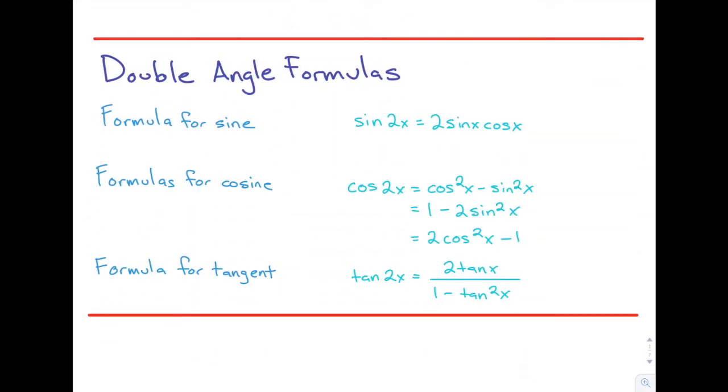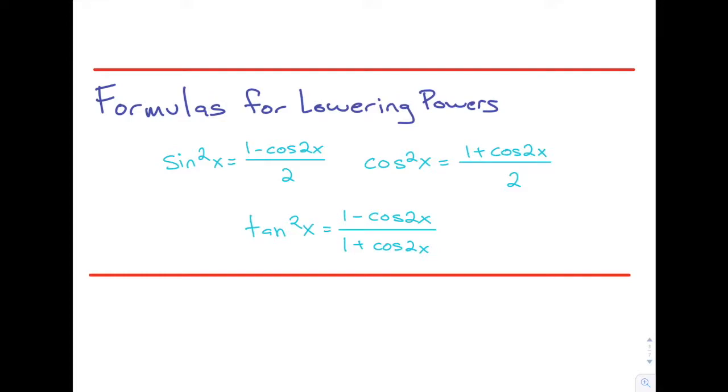So the double angle formulas, I'm just going to keep driving this home. Remember, these are really important, and we get these from the addition formulas for sine and cosine. The formulas for lowering powers, remember we just solved for sine squared x, cosine squared x from our double angle formulas. And tangent squared x we can just derive simply by dividing the formula for cosine squared x into the formula for sine squared x.